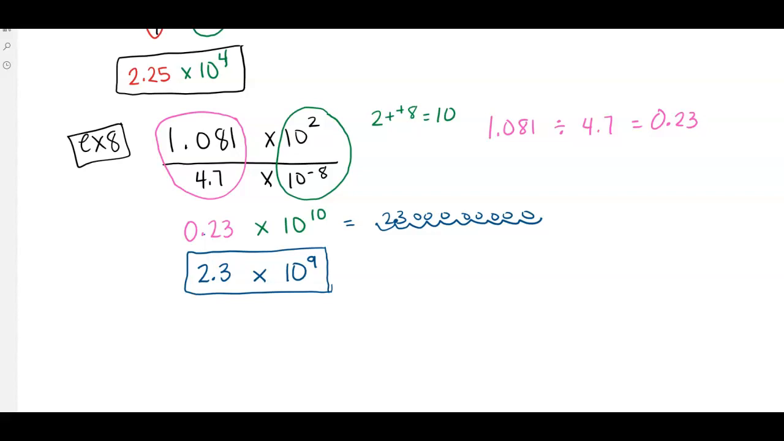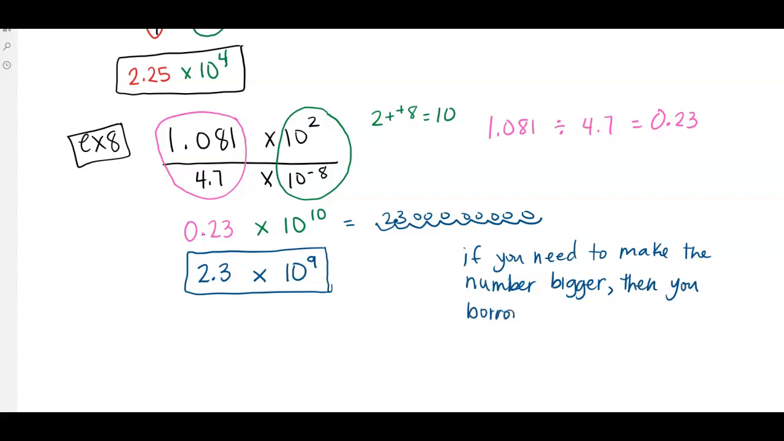So I kind of think of it as if you need to make your number bigger, you have to borrow it from the exponent. That's what makes it easiest for me. Oh, I like that. I'm going to write that down. So if you need to make the number bigger, okay, say that again. Then you need to borrow it from your exponent. And the same would go for if it needed to be smaller, then you would add it to the exponent.